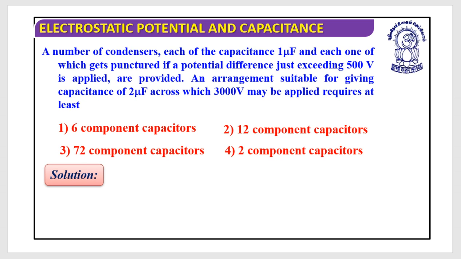So let's have a look at this question, a very important, and this is a very fresh pattern of question. Yes, let's have a look. What they say is that a number of condensers, each of capacity 1 microfarad, and each one of which gets punctured if a potential difference just exceeding 500 volt is applied, are provided.